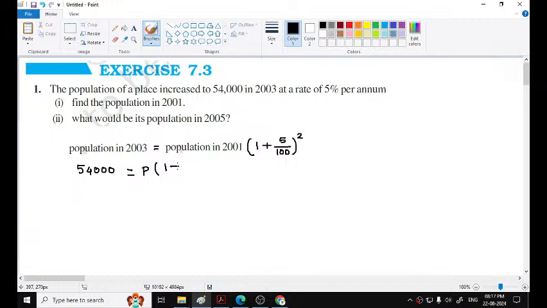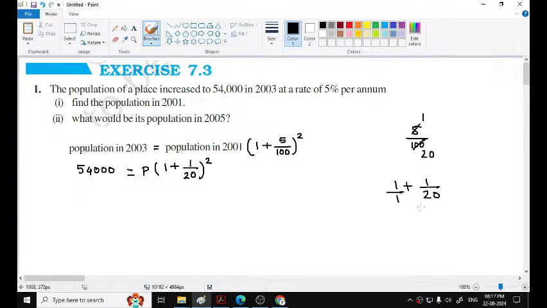This is 1 plus, we can reduce this fraction, 5 upon 100. These numbers are divisible by 5, so we can reduce it as 1 upon 20 raised to 2.